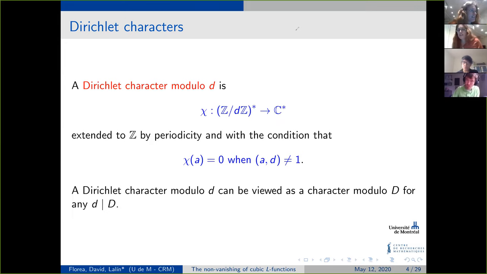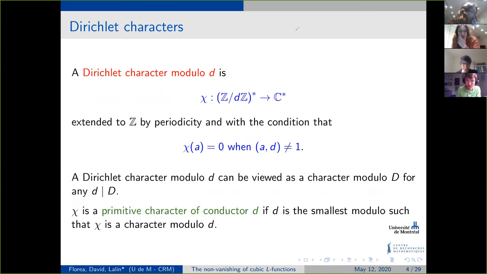Okay, so a Dirichlet character modulo d can also be viewed as a Dirichlet character modulo any multiple of d. If you have a Dirichlet character modulo 3, you can also see it as a Dirichlet character modulo 6, right? As long as the modulus is not just bigger, but also a multiple, it still works. So when talking about characters, we are interested in the smallest modulus you can define things. And so we'll say that the character chi is primitive of conductor D if D is the smallest modulus such that chi is a character modulo D.